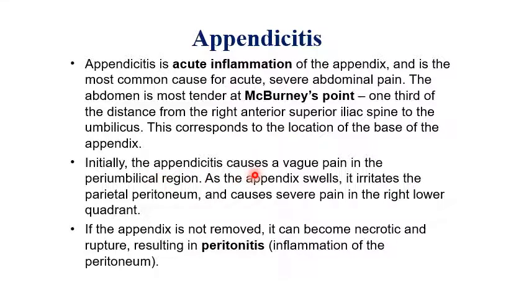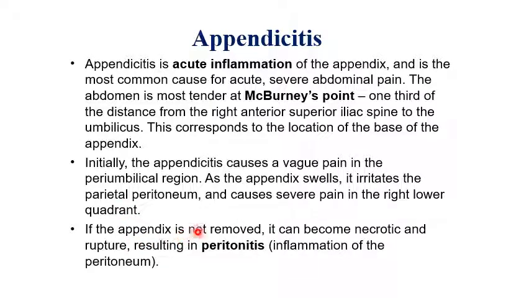Initially what happens? It causes a vague pain in the periumbilical region. Why in this region? Because the appendix is supplied by the T10 segment of the spinal cord, and that is why the pain is referred to the umbilical region. As the appendix swells, it irritates the parietal peritoneum because it is covered by peritoneum and causes severe pain in the right lower quadrant.